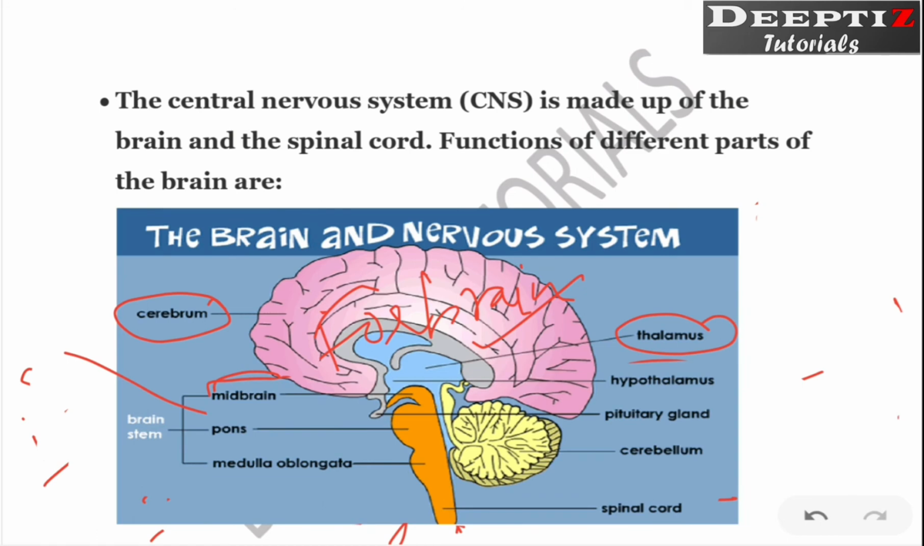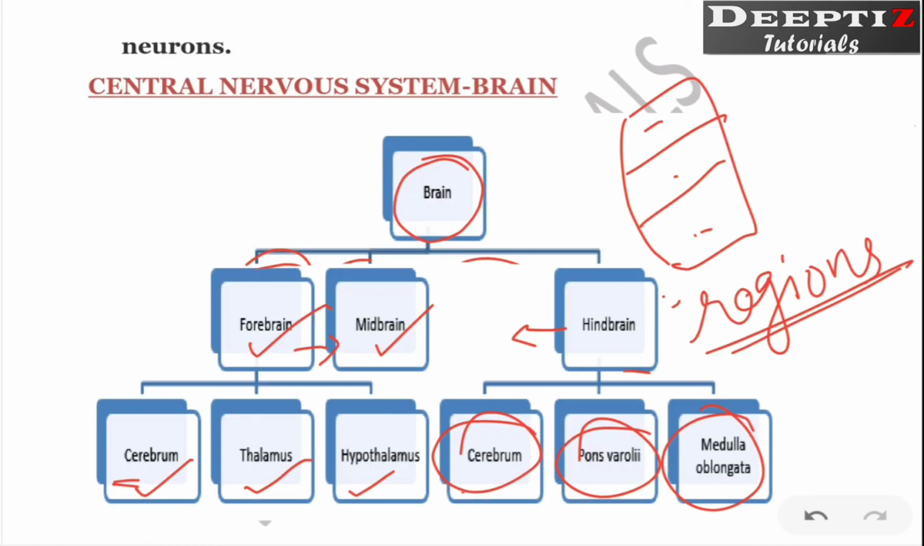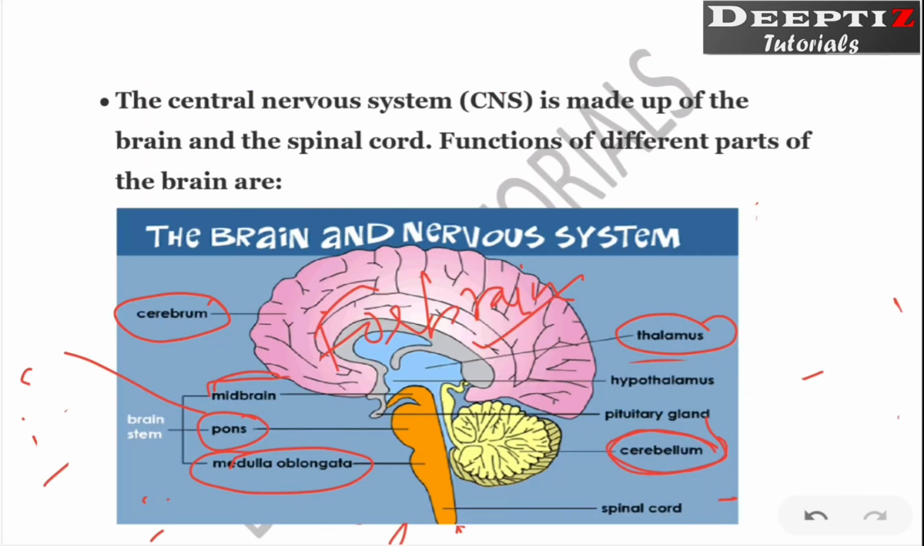See, the hindbrain consists of the pons, medulla and cerebellum. Just maybe by mistake I said cerebrum. As I already told you, this is actually the cerebellum, right? Sorry if I pronounced it cerebrum. This is the cerebellum, right? So what does this hindbrain consist of? Cerebellum, medulla oblongata and pons.